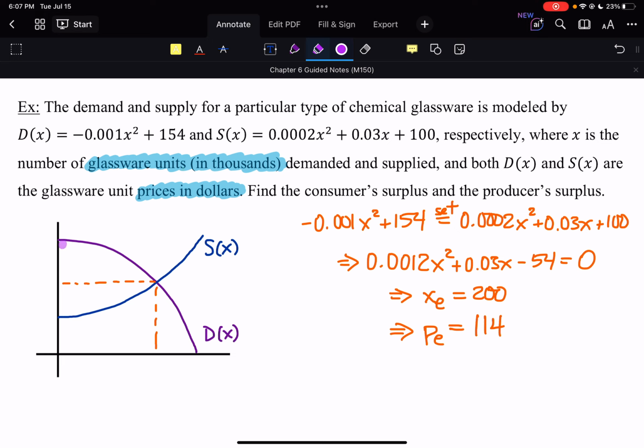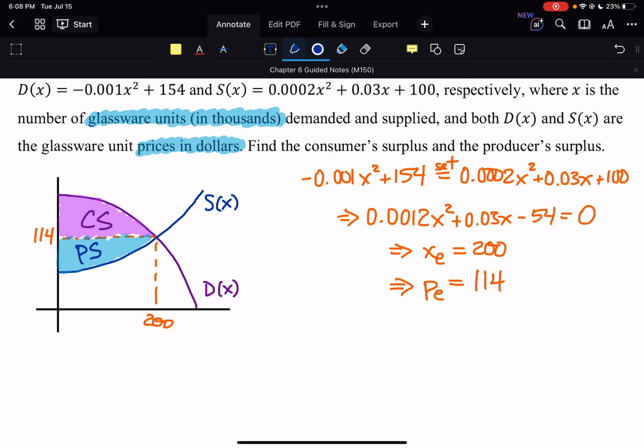So we're going to have this area up here will be our consumer surplus. There's our 114. There's our 200. And then we have the area down here. That is our producer surplus. All right, so let's get consumer surplus first.